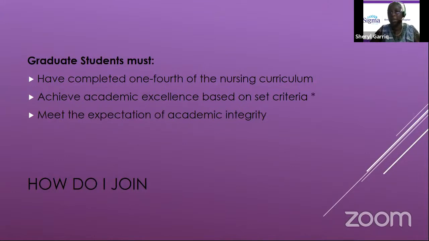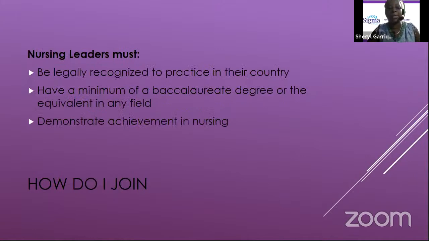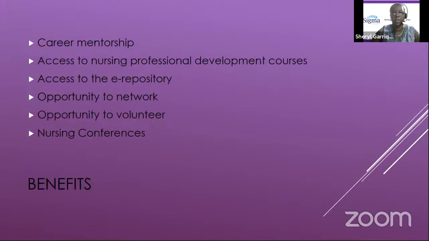and to meet the expectation of academic integrity. And for our nursing colleagues, we ask that you be legally recognized to practice in your country. So your license has to be up to date, and you have to be on the register. We want you to have a minimum of an undergraduate degree or the equivalent in any field. And of course, we want you to demonstrate your achievement in nursing.